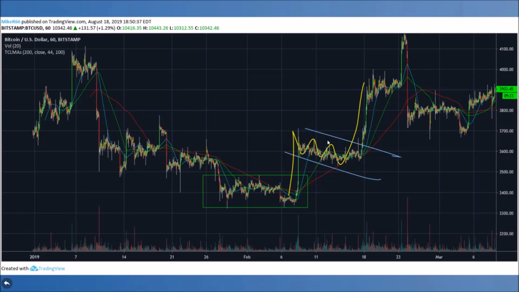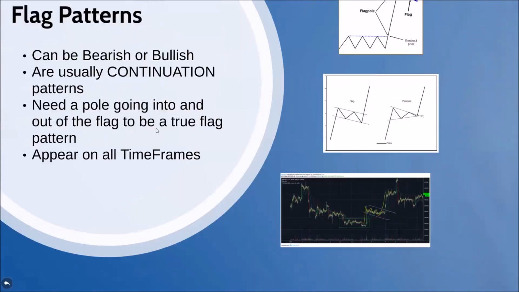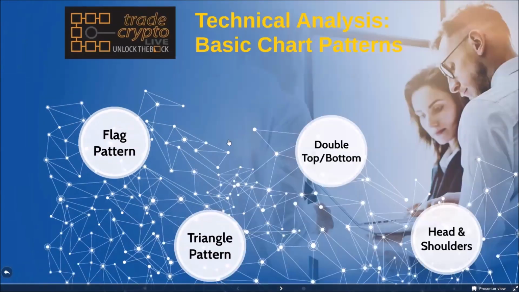We form a bit of a pullback as this buying gets exhausted. We go sideways, but down at a slight angle, and then boom, we break back out of the top of that pattern, strong buying, and the flag is complete. Okay, so that's our flag patterns.